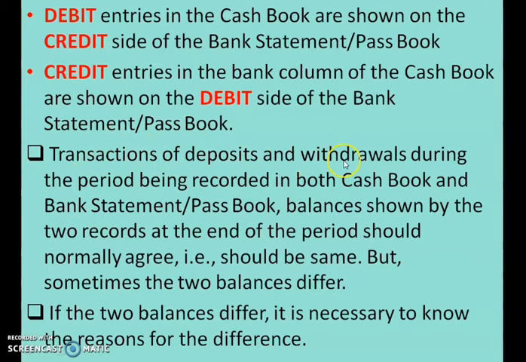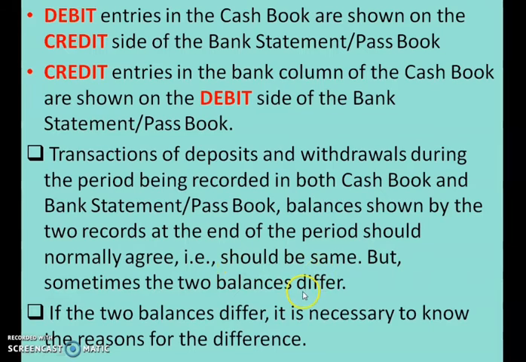Transactions of deposits and withdrawals during the period are recorded in both cash book and passbook. Balances shown by the two records at the end of the period should normally agree. Okay, so whatever transaction has been entered into, if it is deposit or withdrawal during the period, will be recorded in both cash book and passbook. Okay, and at the end of the period, what will we do? We will check both the books, both cash book as well as passbook. And we have to check if both are the same.